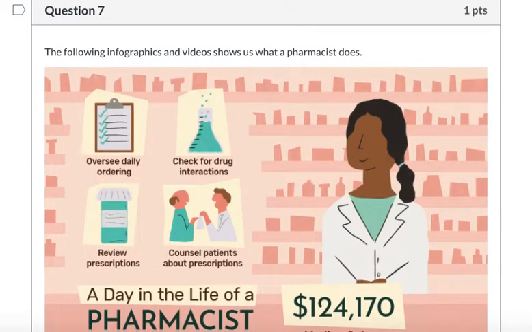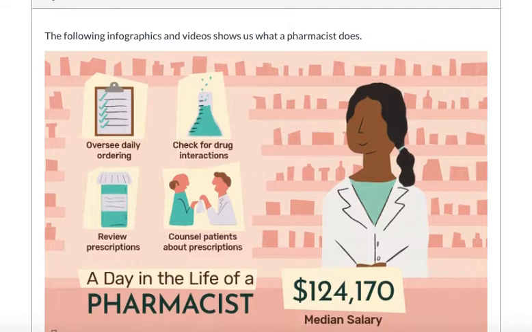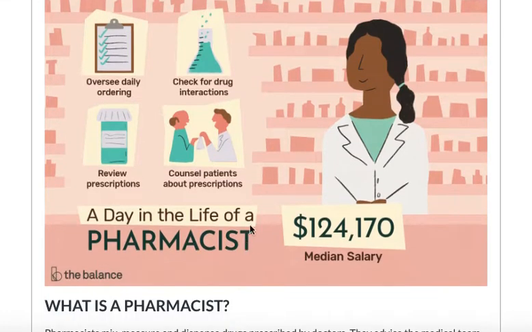Question number 7. The following infographics and videos show us what a pharmacist does. Oversee daily ordering, check for drug interactions, review prescriptions, counsel patients about prescriptions, and then their median or average salary is $124,170.